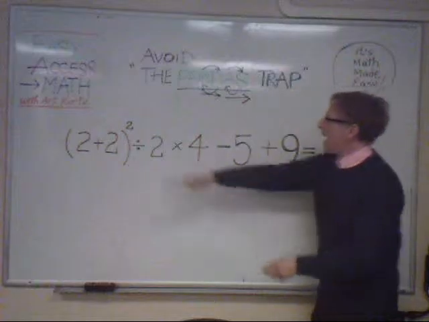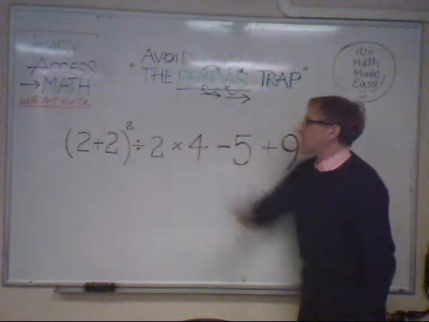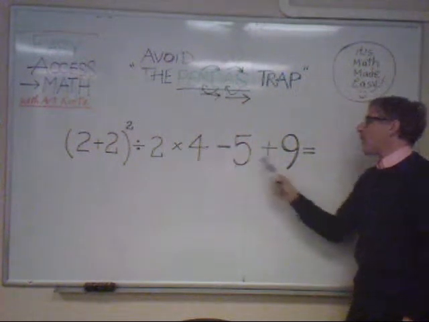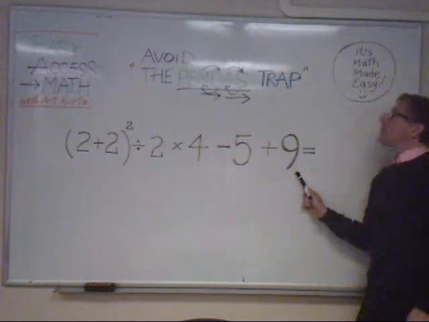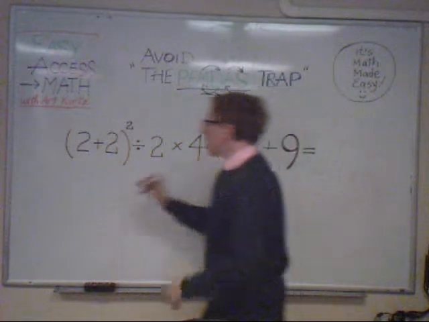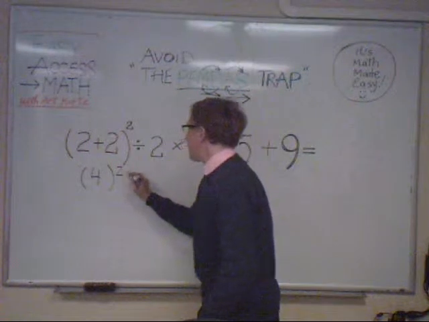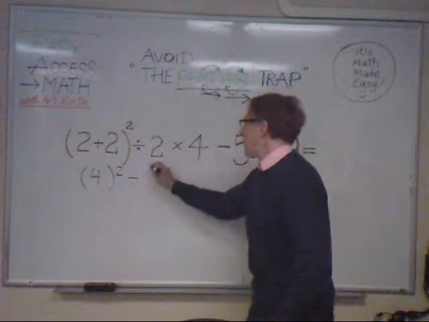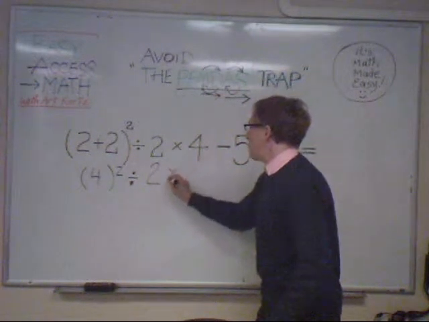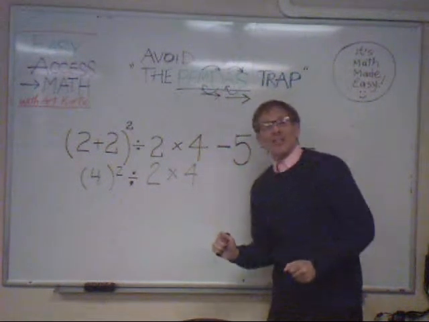Here's our problem. We have, in parentheses, 2 plus 2, outside to the second power, that's the exponent, divided by 2 times 4 minus 5 plus 9. So following PEMDAS, we will do the parentheses first. We have 2 plus 2, that's 4. I'll bring everything else down. Divided by 2. Make that division sign nice. Times 4. Now I wrote the old-fashioned times sign.